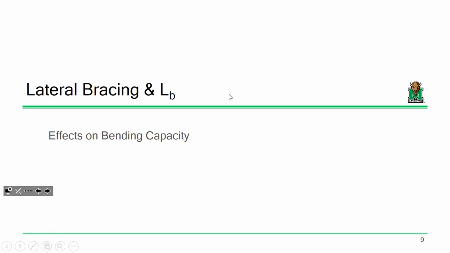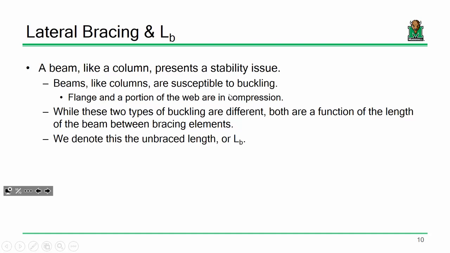So let's start talking a little bit about lateral bracing. Okay? Now, a beam, like a column, presents a stability issue. I have a portion of that beam that's in compression, and things in compression like to buckle. Another thing, like columns, the longer a column gets, the weaker it gets, right? Because the longer a column gets, the more slender it gets, the lower its buckling capacity is. And you all have had strength of materials or mechanics of deformable bodies, whatever you want to call it. So you all have seen this stuff before, am I correct?